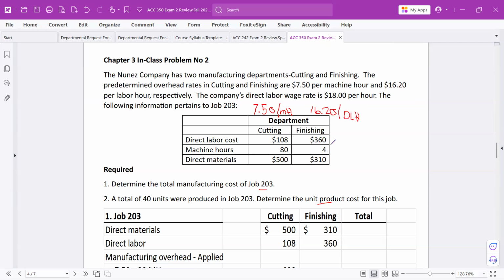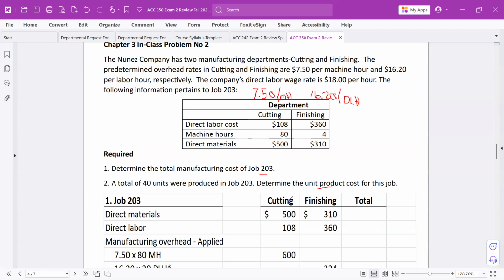That's important because now when we try to determine the total cost of this job, we've got to apply the overhead twice. This department, $7.50 a machine hour. This department is $16.20 per direct labor hour. So the total cost of the job, start with the cutting department. Trace the materials. They're given right there, 500. So we got 500 in materials, and we want to add that to the labor. The labor is 108. Trace the labor. So materials plus labor.